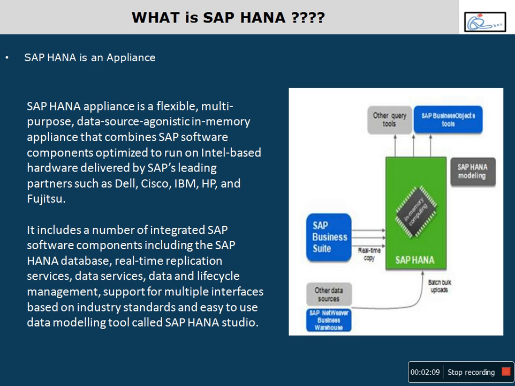You can see there are certain hardware partners with SAP, like Dell, Cisco, IBM, HP and Fujitsu, who manufacture the hardware for SAP HANA. So SAP HANA is just software which is customized to deal with the hardware of SAP HANA. Clear on this? That's where we refer to HANA as an appliance.